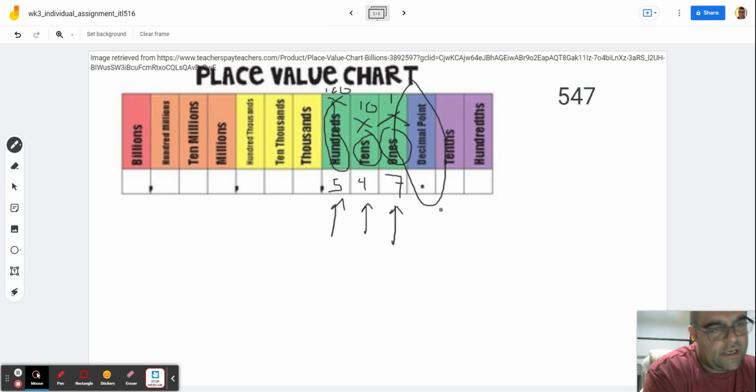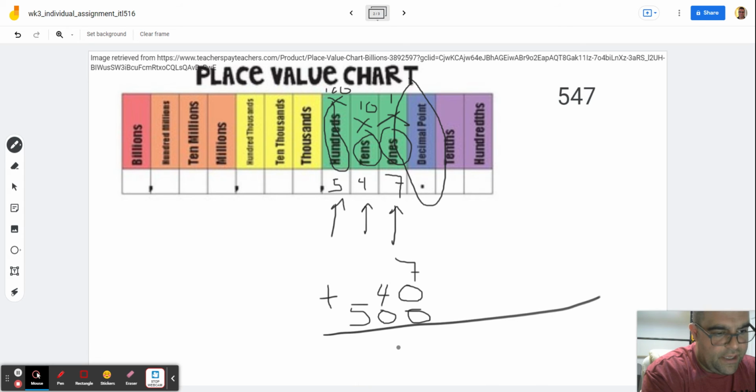Now, if we can get students to memorize this, ones, tens, hundreds, and that we're multiplying 7 times 1, which gives us 7, and if we multiply 4 times 10, we get 40, and if we multiply 5 times 100, we get 500. And when we find the sum of these, we get 547.